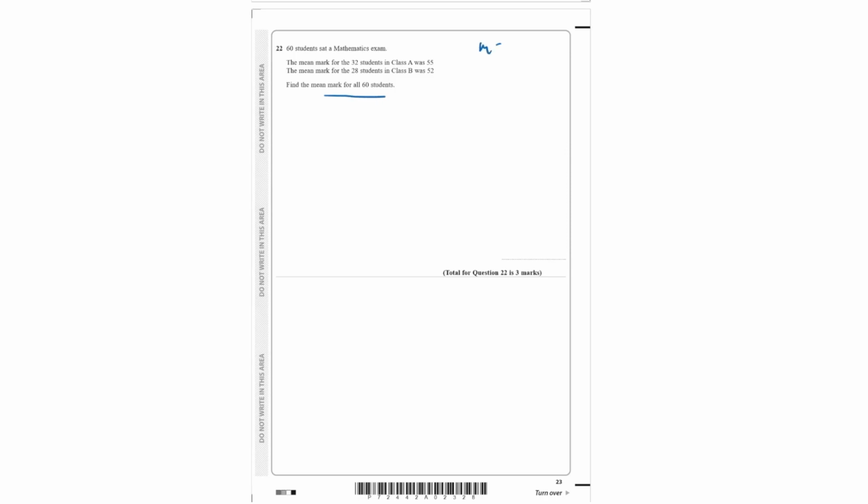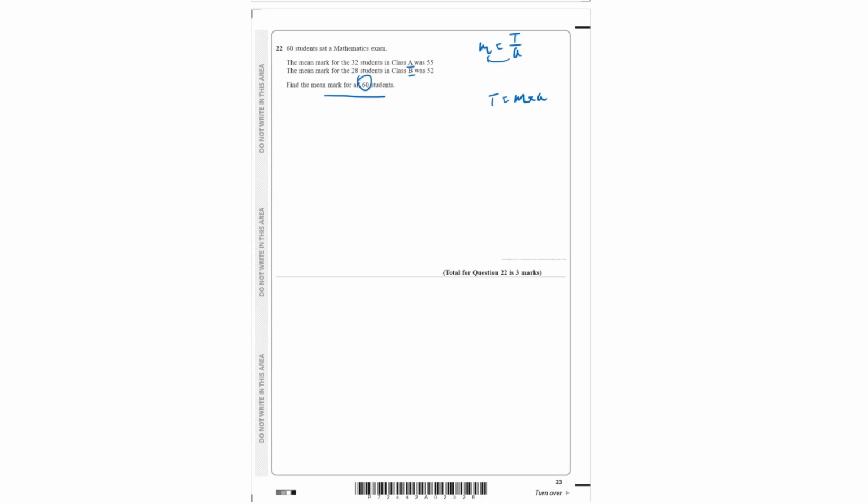So mean is simply equal to total divided by quantity. But that also means that if we bring quantity to the other side, then total is equal to mean times quantity. How does this help us? If we're able to find the total for Class A and the total for Class B and divide it by 60, we get the mean for all 60 students.